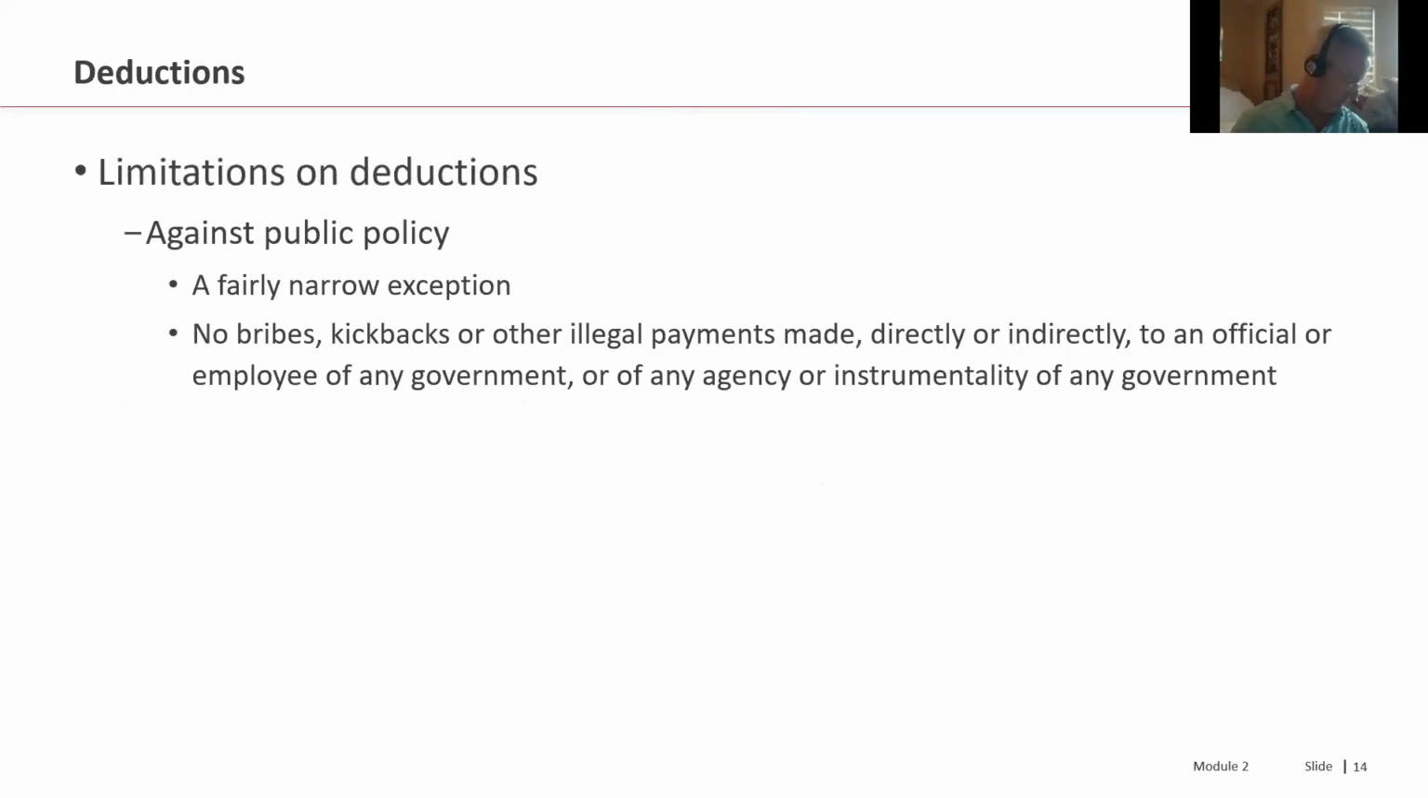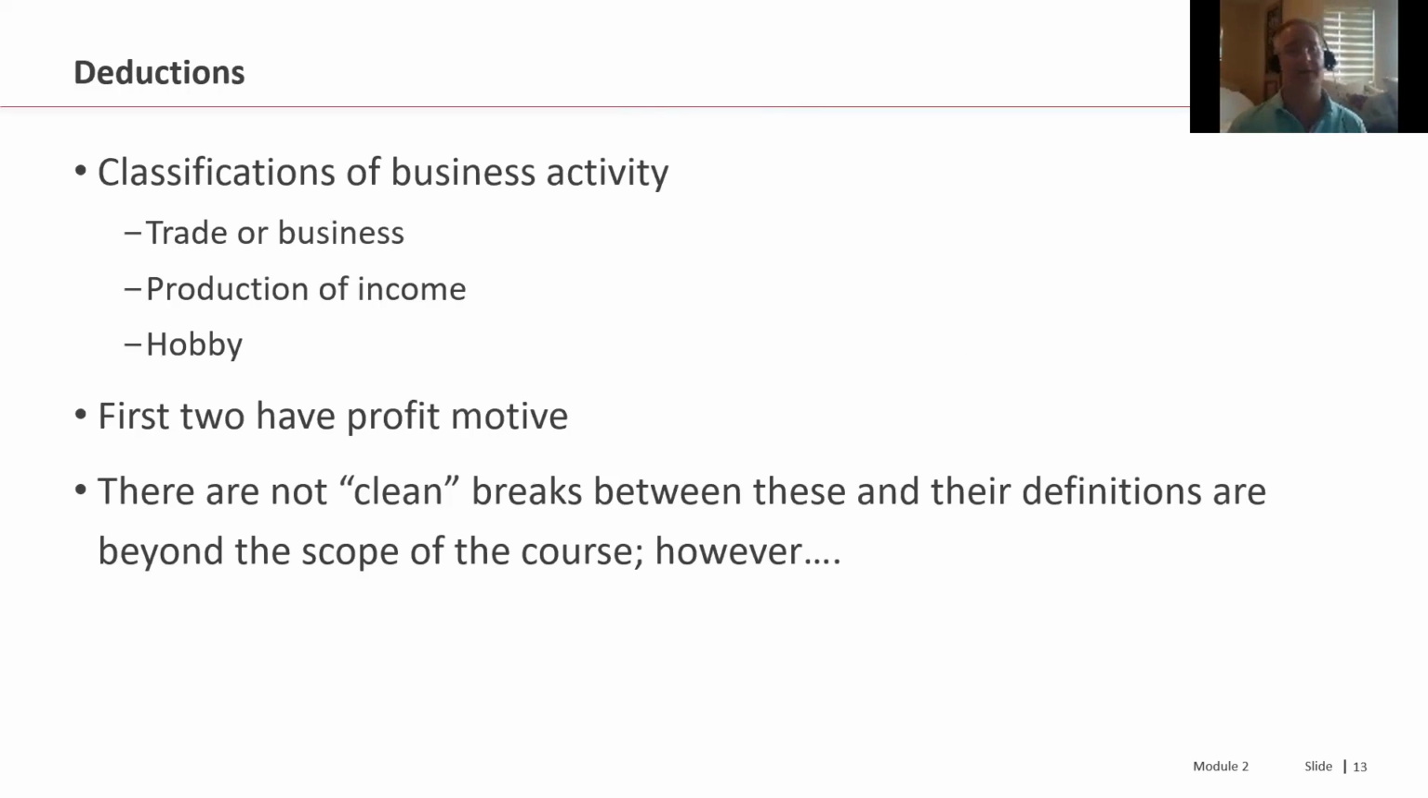So, that's not really the however I wanted, right? So I think what I wanted to say is, however, trade or business and production of income are subject to the same ordinary and necessary rules. Hobby losses are non-deductible. That's the primary difference. You can't deduct a hobby loss.